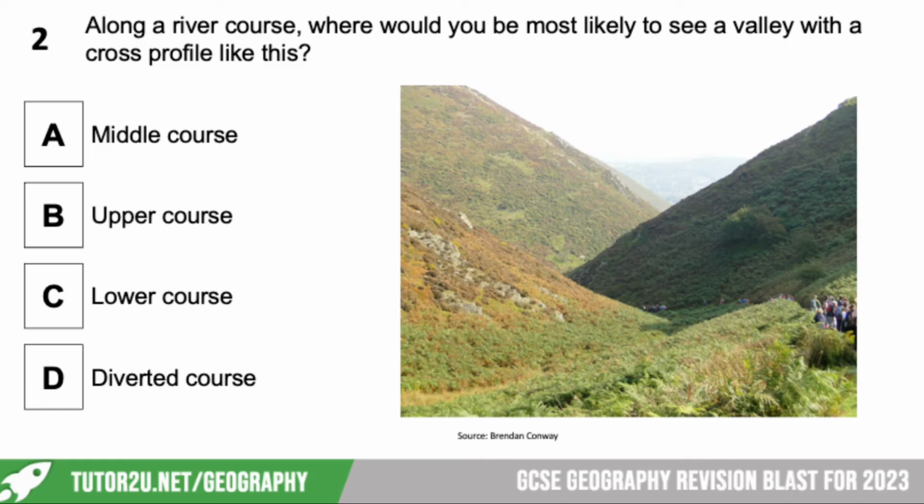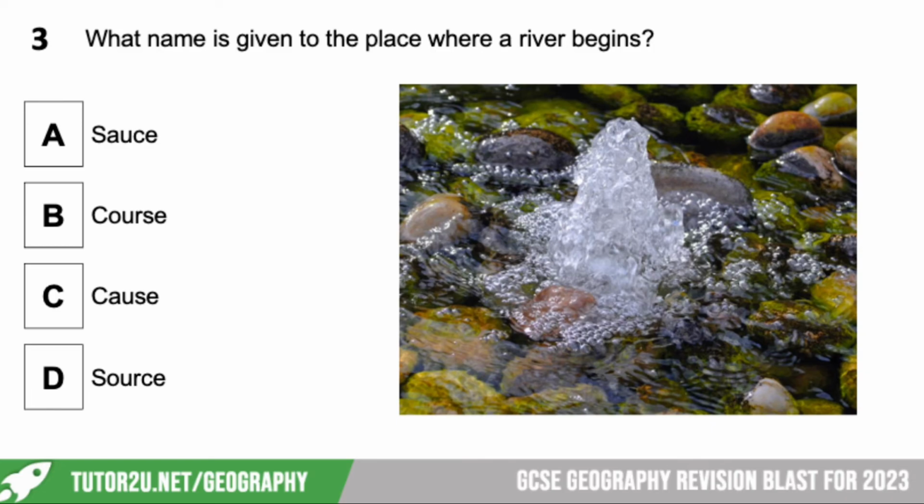Along a river, where would you be most likely to see a valley with a cross profile like this? In the middle course, the upper course, the lower course, or the diverted course? Let's reveal. They are in the upper course, so close to the source of the river. 3. What's the name given to a place where the river begins? This should be quite easy, this one. Is it source, course, cause, or source again, but check those spellings? It is, of course, the source.